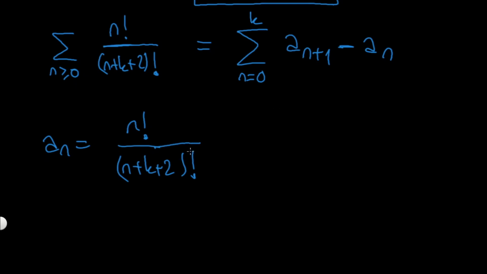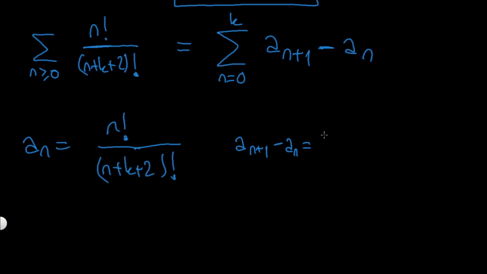Well, why am I picking this thing? Well, it's not that stupid to pick something in similar form, because I will have some stuff, and when I have the difference, there is a chance that the denominators and numerators will simplify, and I will luckily get the same thing. So let's just calculate a_(n+1) minus a_n for this thing. So this will be n plus 1 factorial over n plus k plus 3 factorial minus n factorial over n plus k plus 2 factorial.